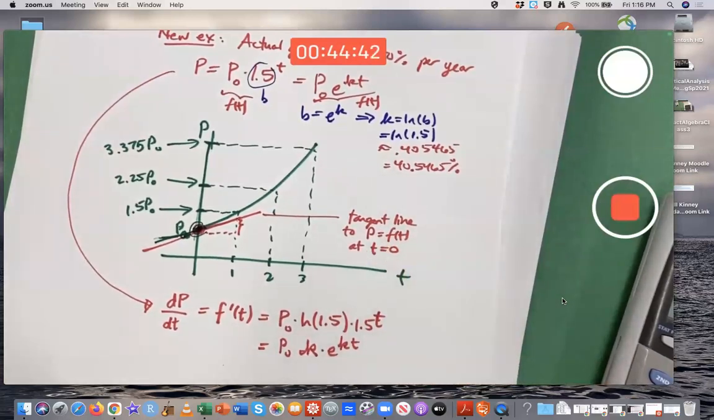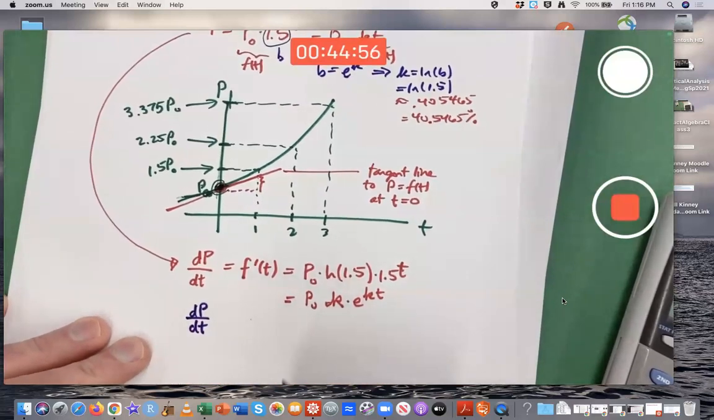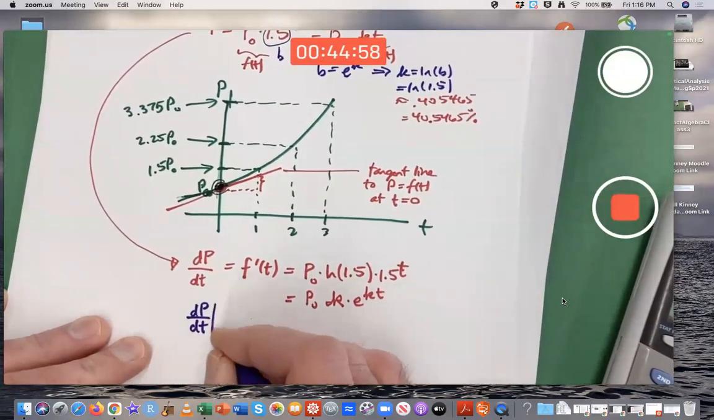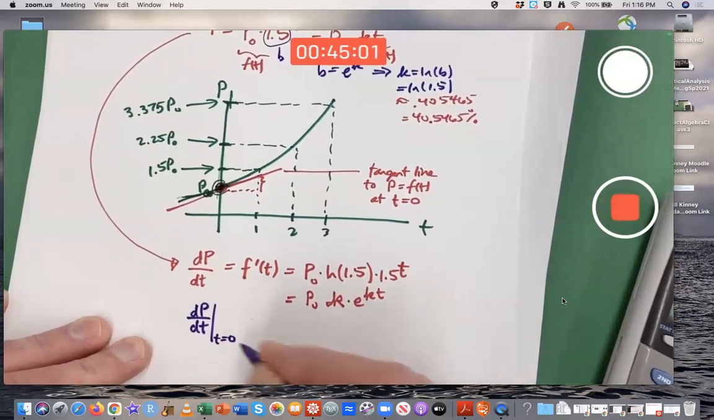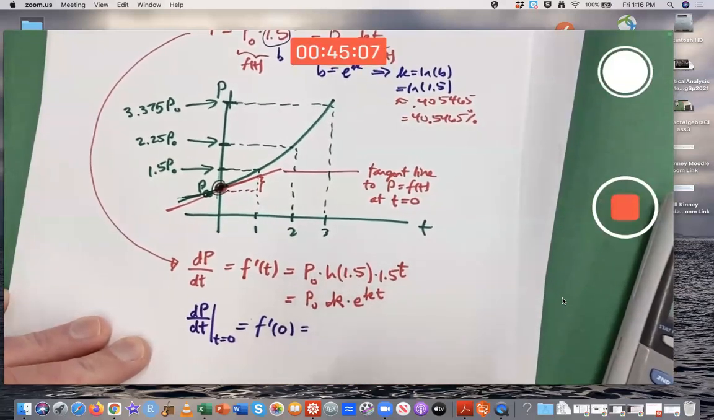In particular, the slope of the tangent line when t equals 0 can be found by plugging t equals 0 into this derivative function. Its notation can be written a couple different ways as well. If I use this dP/dt notation, I can emphasize plugging in t equals 0 by putting a vertical line here and then t equals 0 down there. If I use function notation, I can just plug in t equals 0 like that.